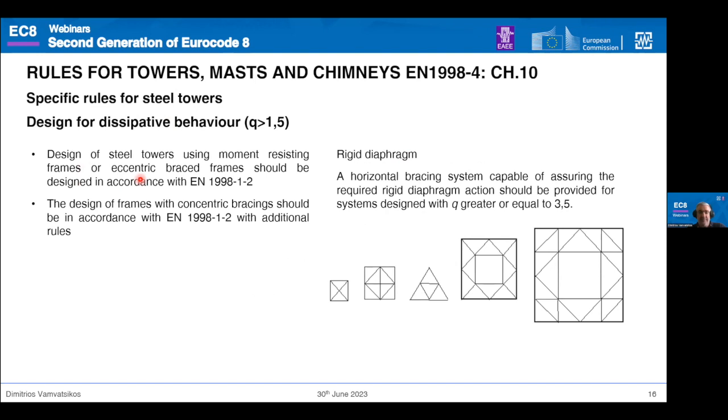Now, for steel towers, again, this depends a lot on the system that you're using. You might have moment resisting frames, eccentric brace frames, or concentric brace frames. In both of those cases, you should look to Eurocode 8-1 and how they do the design for dissipative behavior, because they know best. If you have a rigid diaphragm, it should be capable of assuring the rigidness that you need, and make sure that this is actually provided if you use a high q value, meaning a value higher or equal to 3.5. In those cases, here's an example of potential bracing patterns that can give you such a rigid diaphragm, assuming they're sized, of course, properly for a steel tower.